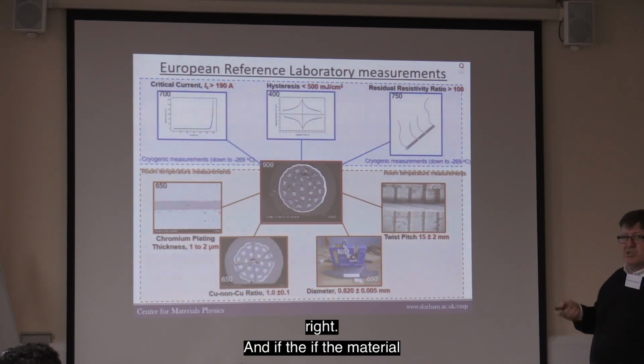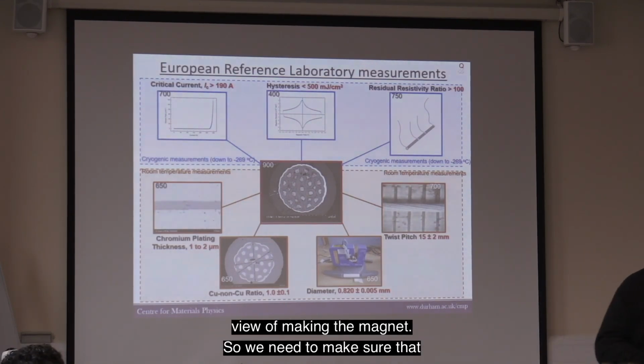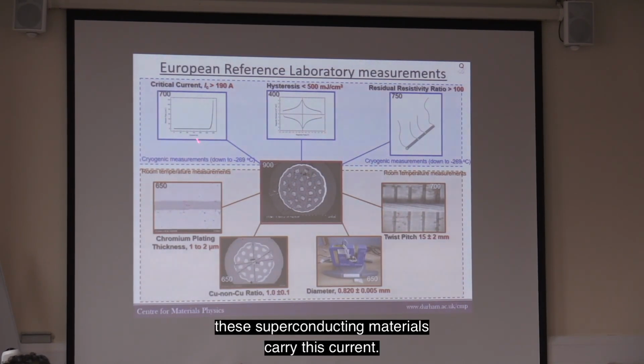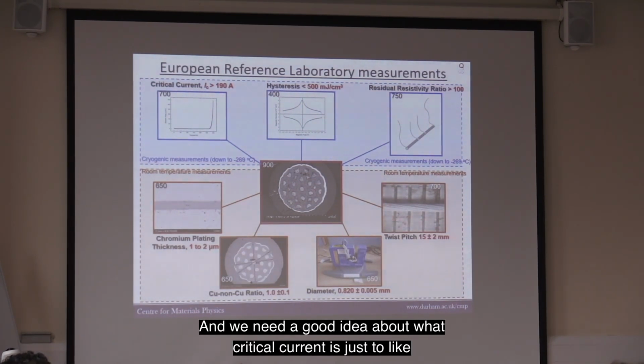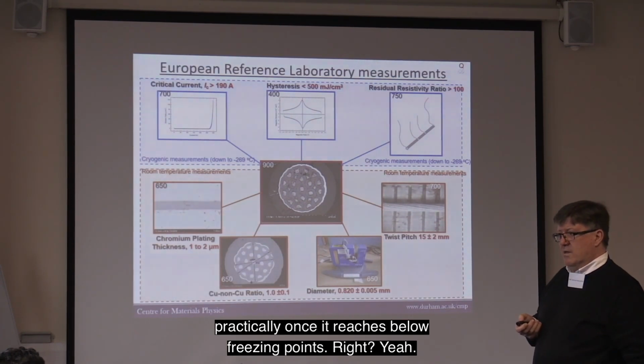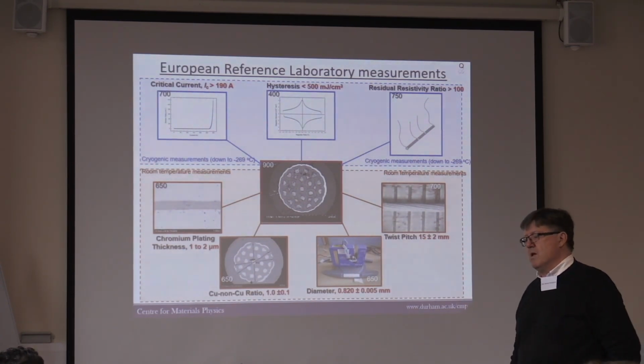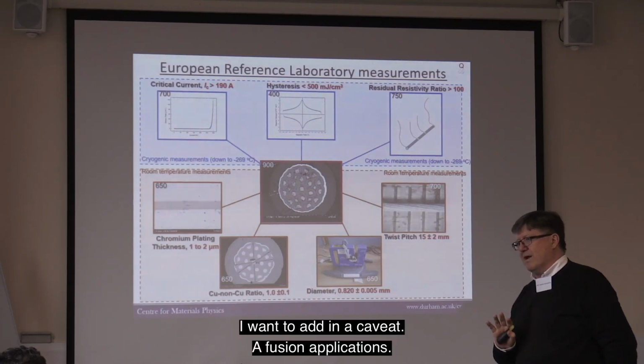If the material doesn't carry the current, it's useless from the point of view of making the magnet. So we need to make sure that these superconducting materials carry this current, and we need a good idea about what the critical current is. Just to confirm, practically, you operate just below the critical current, right? Yeah, that's where we operate. Yeah, just below the critical current. I want to add in a caveat.